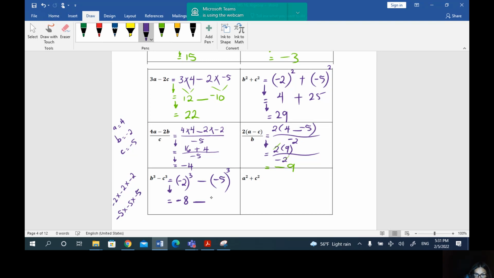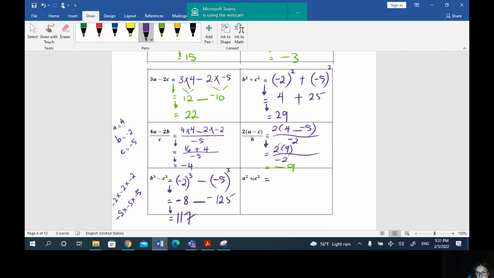So it will be -125, right? If we say 5 times 5 times 5, it's 125. That's right. So the final answer will be -8 minus -125, which means -8 plus 125. So the answer will be 117.